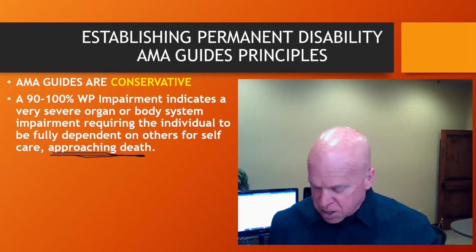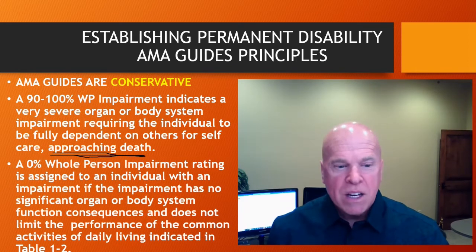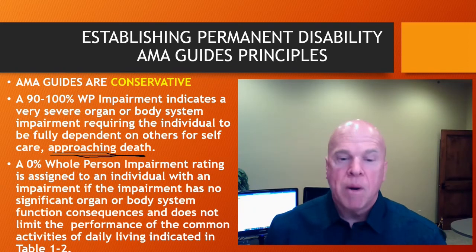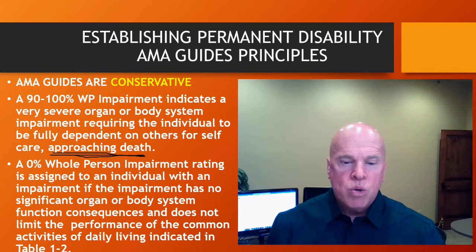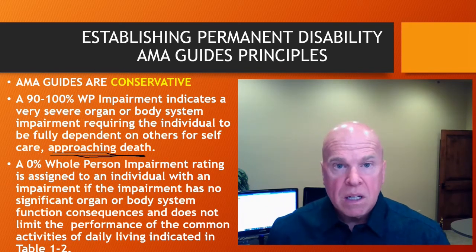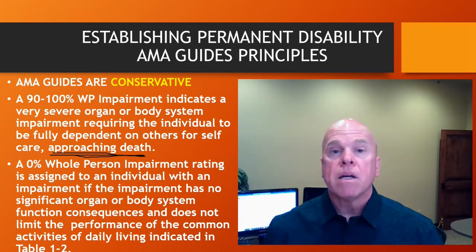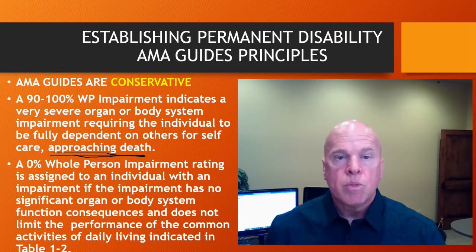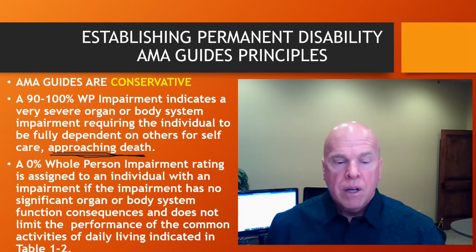On the other end of the spectrum, a 0% whole person impairment rating is assigned to an individual with an impairment. With an impairment, the individual actually has some loss of function of a body part, body system, or organ system.